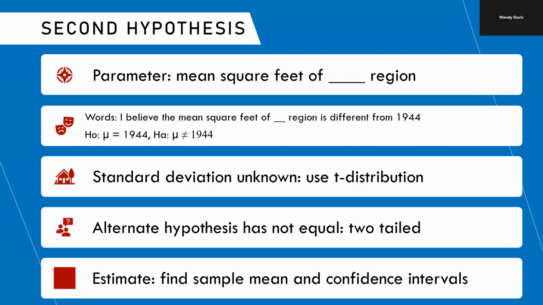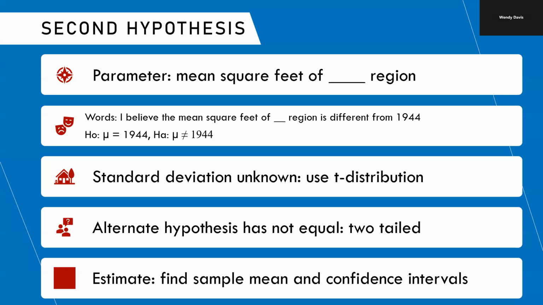Okay, now in this claim, it says, I believe the mean square feet of blank region is different. Okay, different doesn't mean less, it doesn't mean more, it means not equal. And where did I get 1944? From the national values of the mean square feet. Okay, so this will be your H0 and HA.